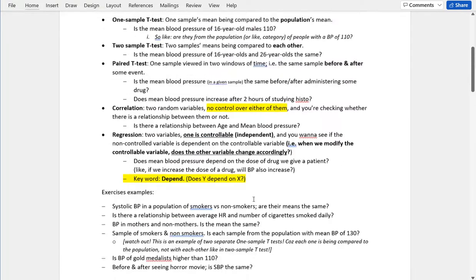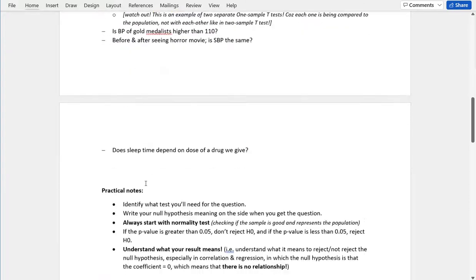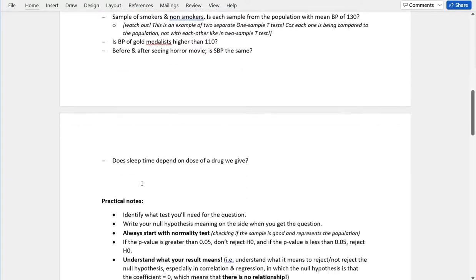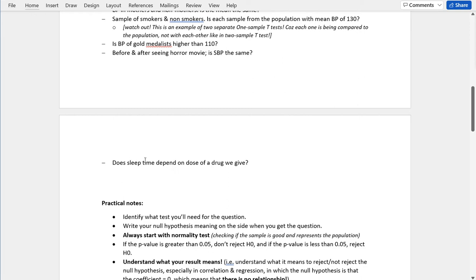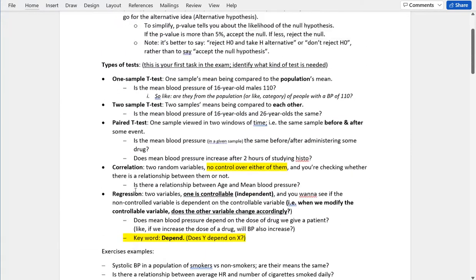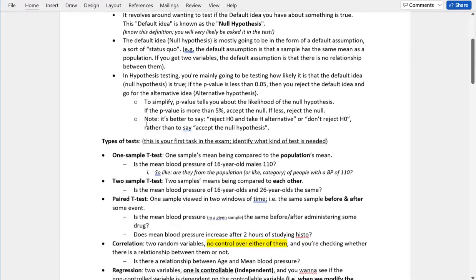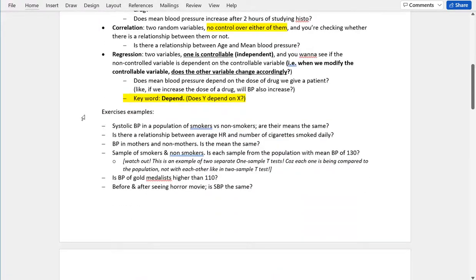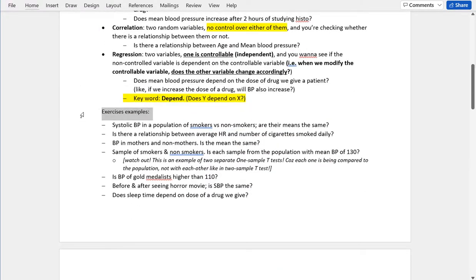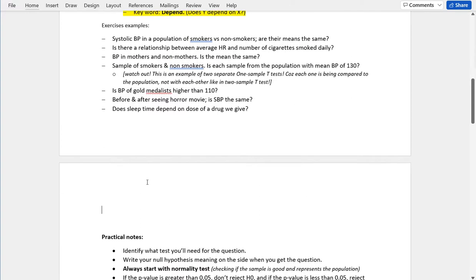Anyways, does sleep time depend on the dose of drug we give? Because we can control the dose of the drug, and it's just a matter of seeing how the sleep time changes accordingly. So that is all good, all dandy, and onwards we go. I'm insisting on making it all fit in one page.